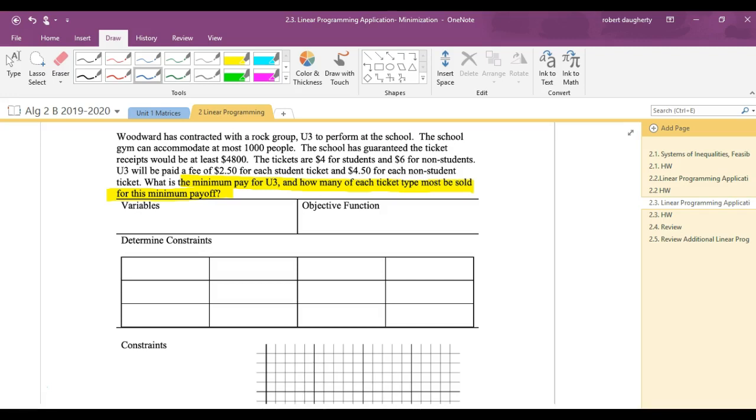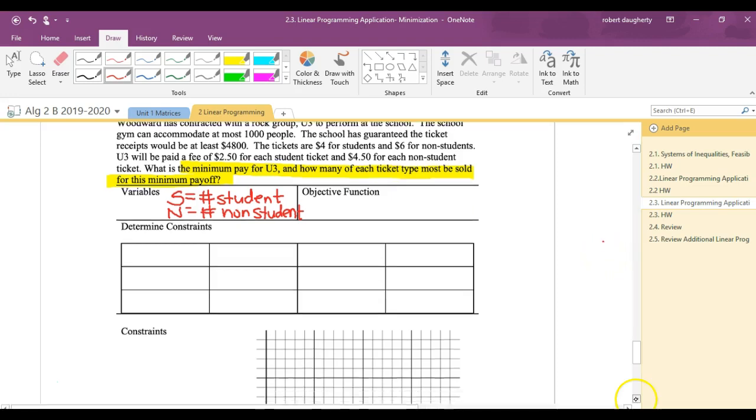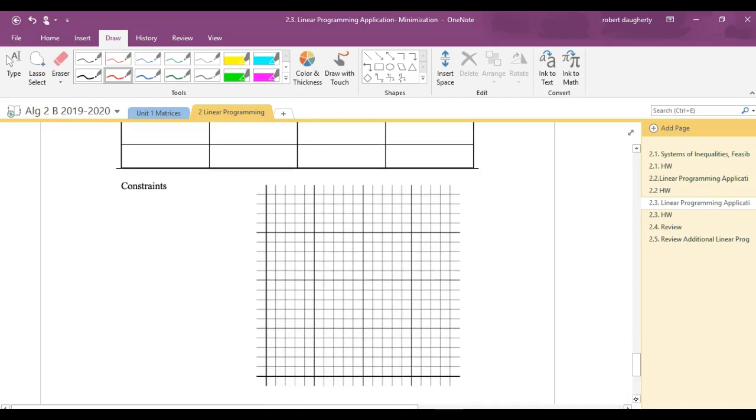Two. What are the 2 types of tickets? Student and non-student. So what are the variables going to be? Okay, what do you want to call them? S and N. Okay, so my variables are S equal the number of student and N equal the number of non-student. You could have done N and S, it did not matter. But because I did S and N, I'm going to be very consistent. This is my S axis right here, and this is my N axis.